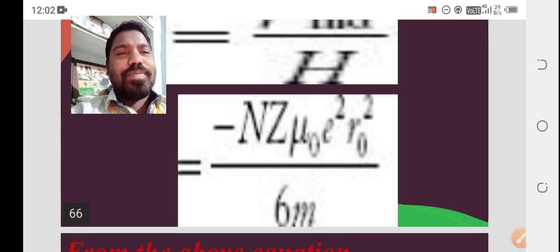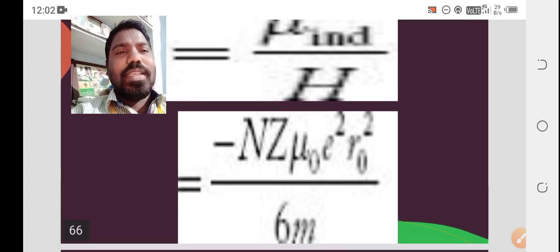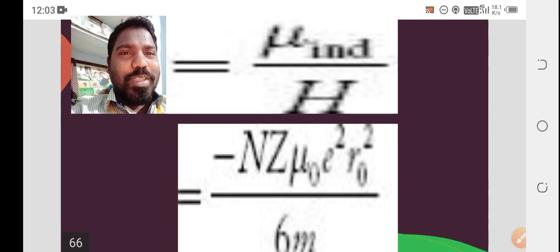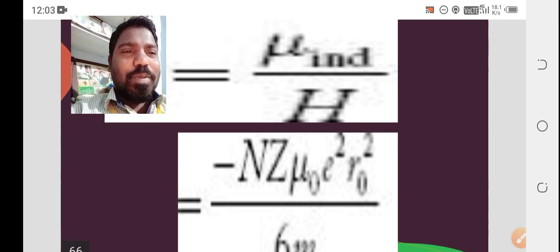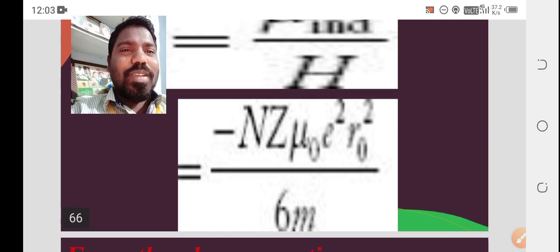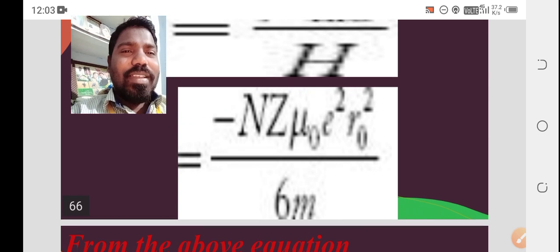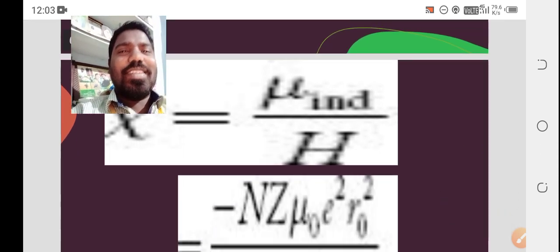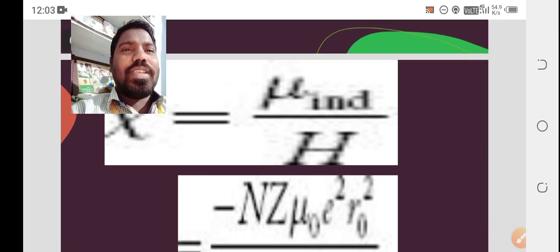So we can also say that the susceptibility is proportional to n, proportional to Z, proportional to mu naught, proportional to e square, and also proportional to r naught square, but the susceptibility is inversely proportional to m. This is also one of the conclusions we need to give here. So this is about the Langevin theory.